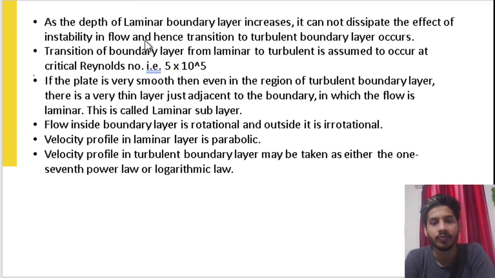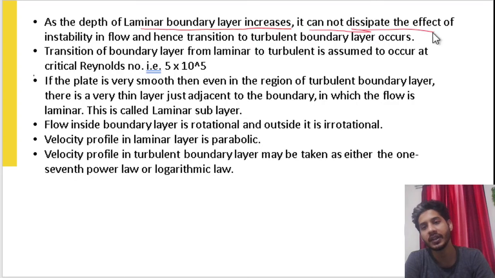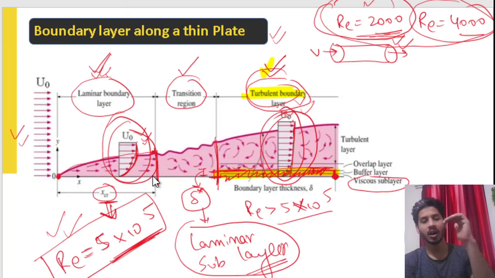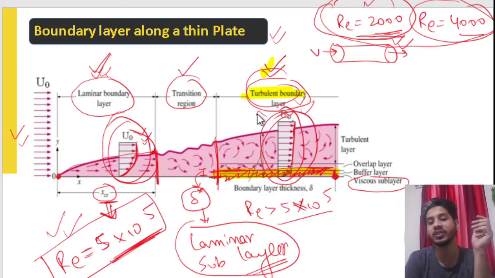So, you can see, as the depth of the laminar boundary layer increases, it cannot dissipate the effect of the instability in flow, and hence transition to a turbulent boundary layer occurs. Up to the critical value, it can support only the streamline flow. After this extent, the fluid changes to haphazard motion and reaches the turbulent region. And why is this happening?